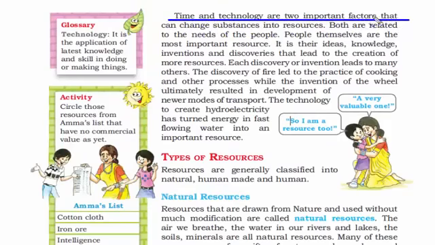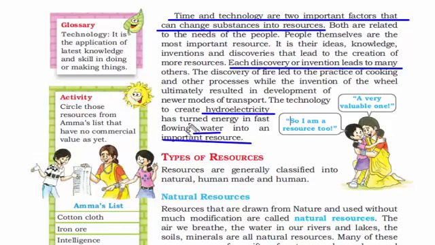Time and technology are two important factors that can change substances into resources. To see any kind of change, you need time, and technology is nothing but the way which helps you in getting that change. For example, machinery, computers, gadgets, etc. If you see, most of the things around us have been discovered or invented many years back. And over the years, we have studied the same discovery and invention and have modernized it. So, hydroelectricity is a technology which turns the flow of water into electrical energy.